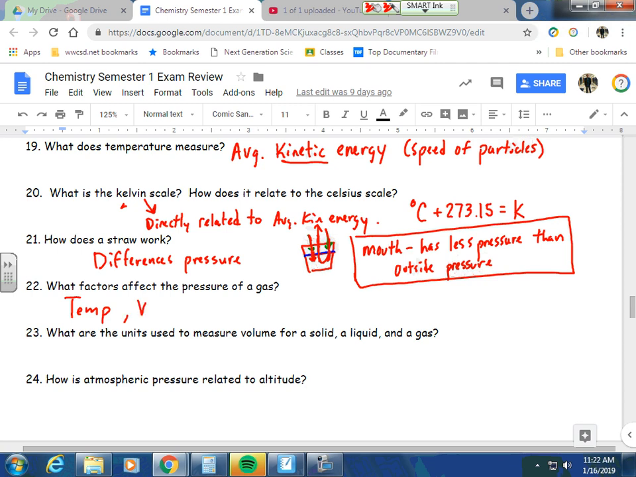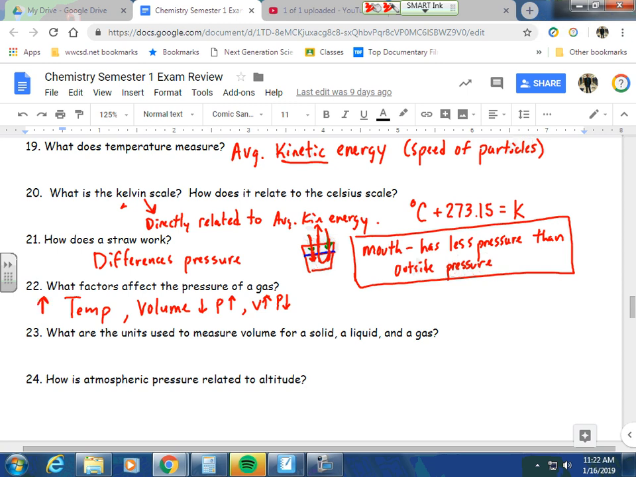The volume. If the particles have less space to move, so lower volume, they're going to hit the walls of the container more often. Okay? So volume is less, the pressure would be increased. All right? If the volume was greater, then there's more room and the particles won't hit the sides of the container as often, the pressure is less.